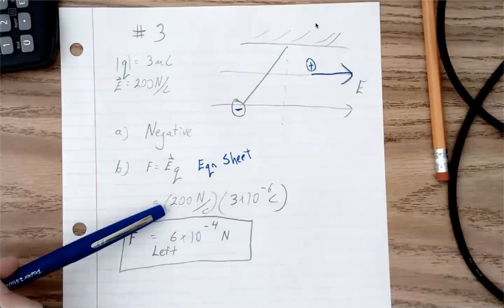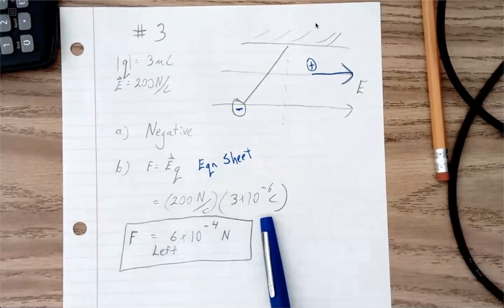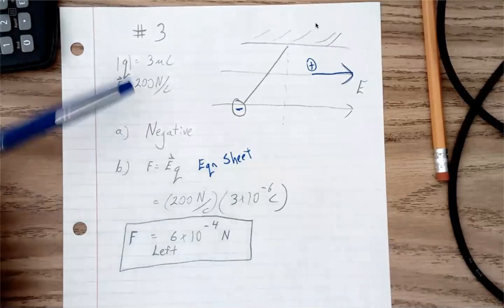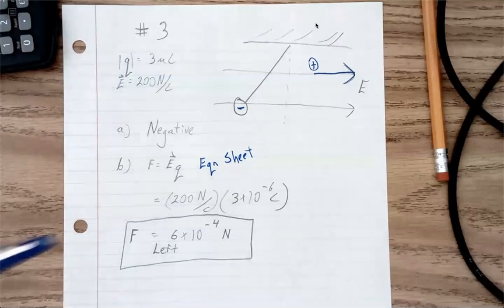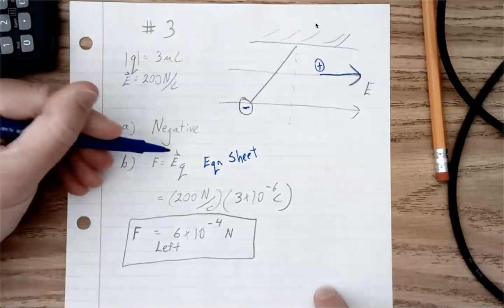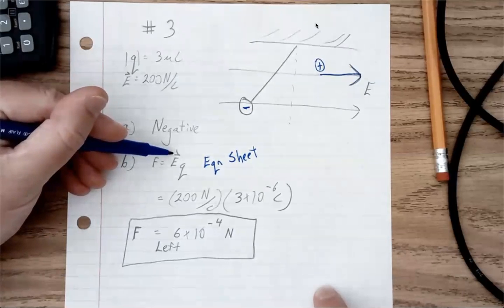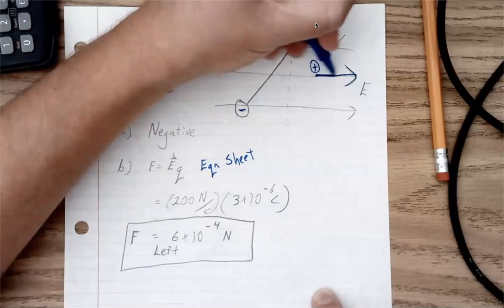I'm taking this electric field times the charge. That microcoulomb, the micro stands for times 10 to the negative 6. So we need to say what this is. So I put up on top of this E, this little arrow. That's saying that that electric field is a vector. It's saying it has a direction.